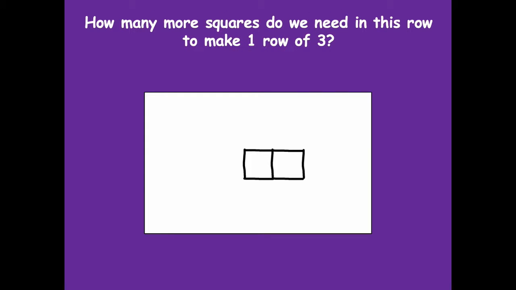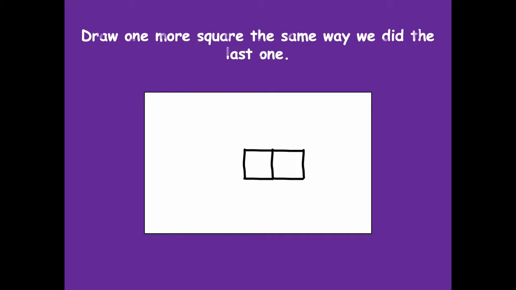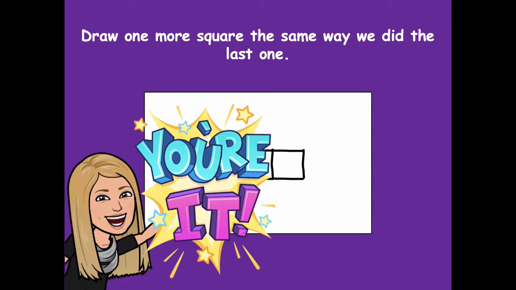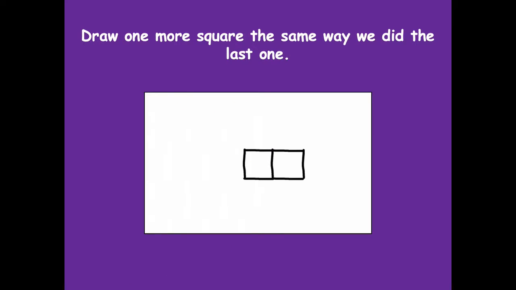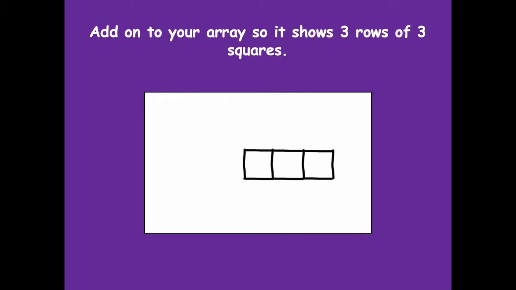All right, friends. All right, so how many more squares do we need in this row to make one row of 3? Yeah, we need one more square. Okay. All right, so draw one more square the same way we did the last one. So pause the video, draw one more square the same way, and then click play when you're ready for the next step. Okay, friends, here's my last square, right? Okay. All right, so we're going to add on to the array so it shows 3 rows of 3 squares.